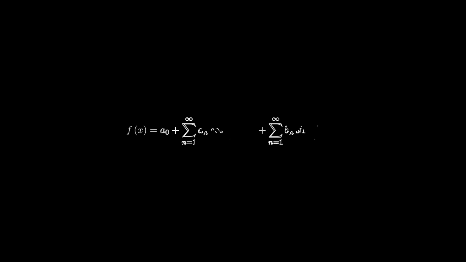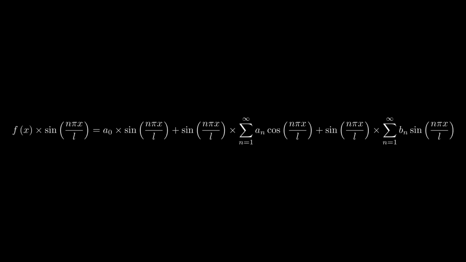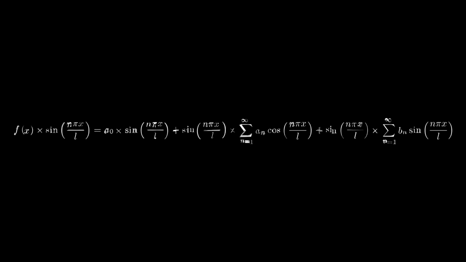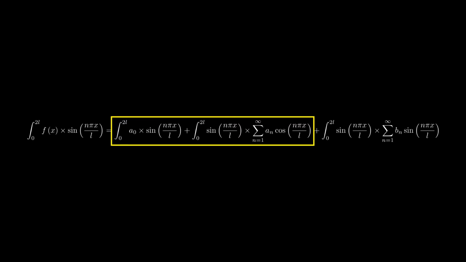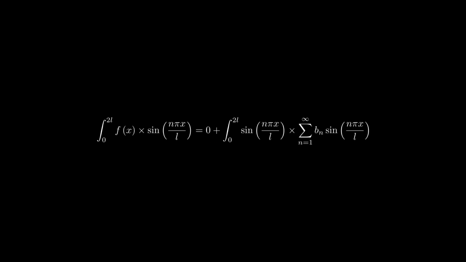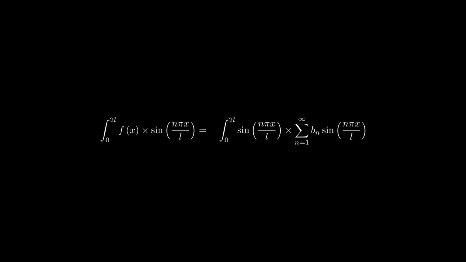Alright then, let's derive for bn. This is the equation of the Fourier series. Now multiply both sides by sin n pi x by l. Now integrate from 0 to 2l. You will notice that the two terms are similar to the formula that we came across earlier, so they are equal to 0. Now in the remaining terms, all but one is equal to 0. Now solve for bn.